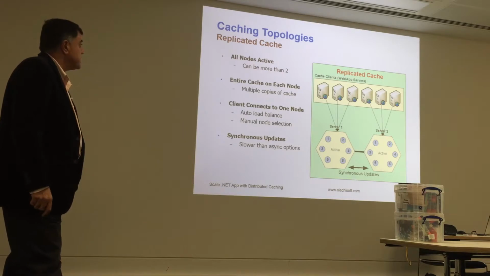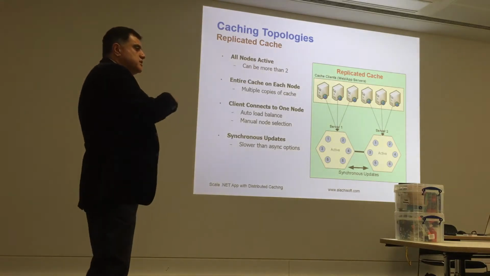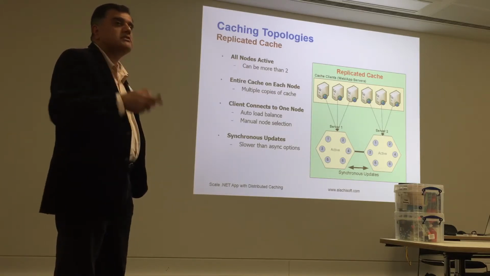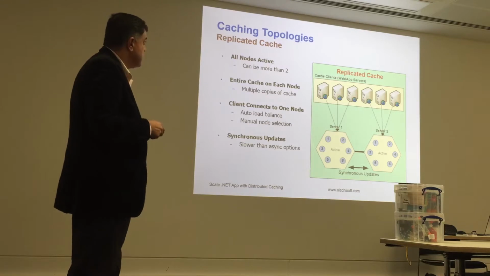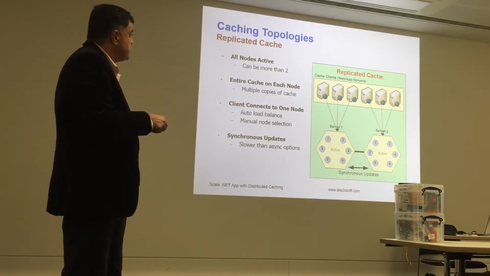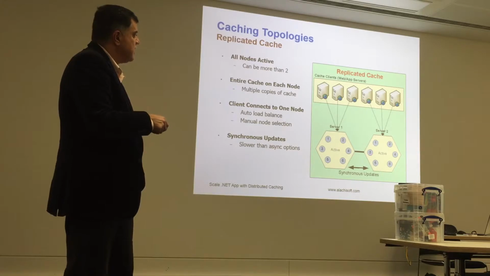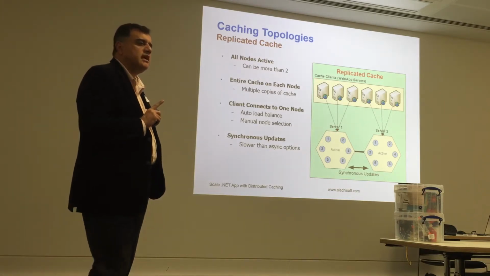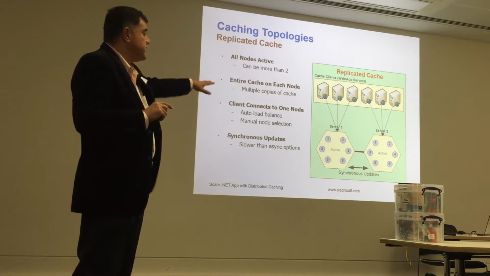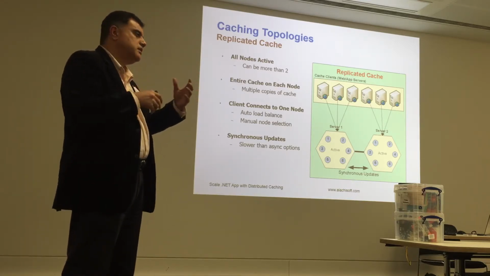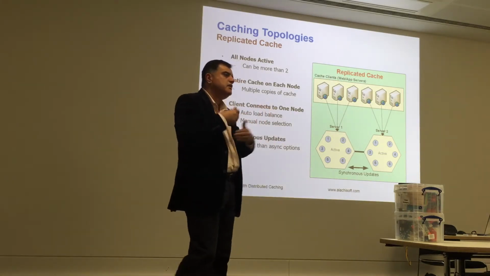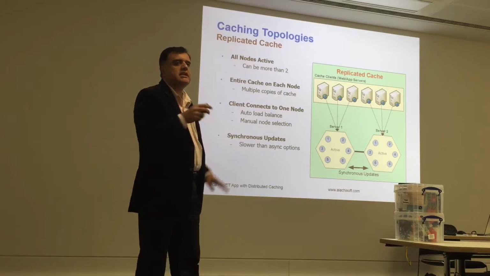Another topology is replicated cache, and that comes to the question that you asked, which is, what if you have more than two servers? Are you going to have more than 2 copies of the data? In this topology, yes. You can have more than 2 servers. Every server is active. What that means is the clients are connecting to it, and every client connects only to one server at a time. In the case of NCache, the clients stay connected. It's not like HTTP where you connect and then disconnect at every request. Here you connect and you stay connected.